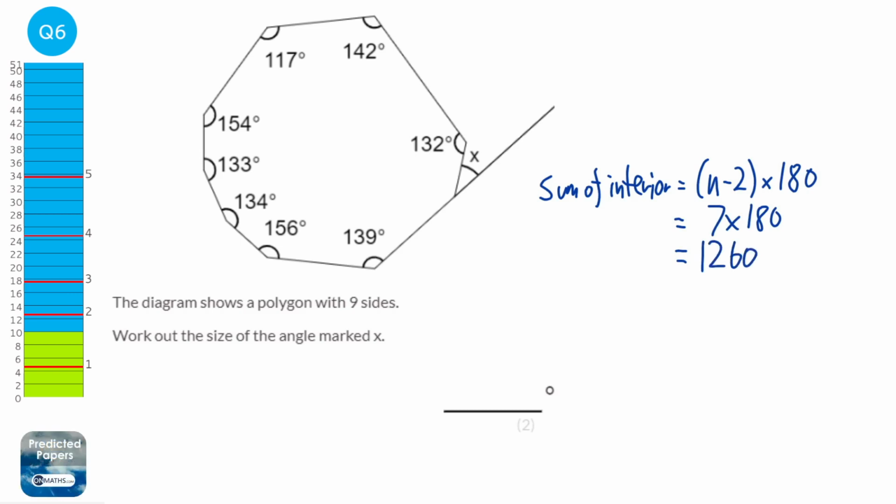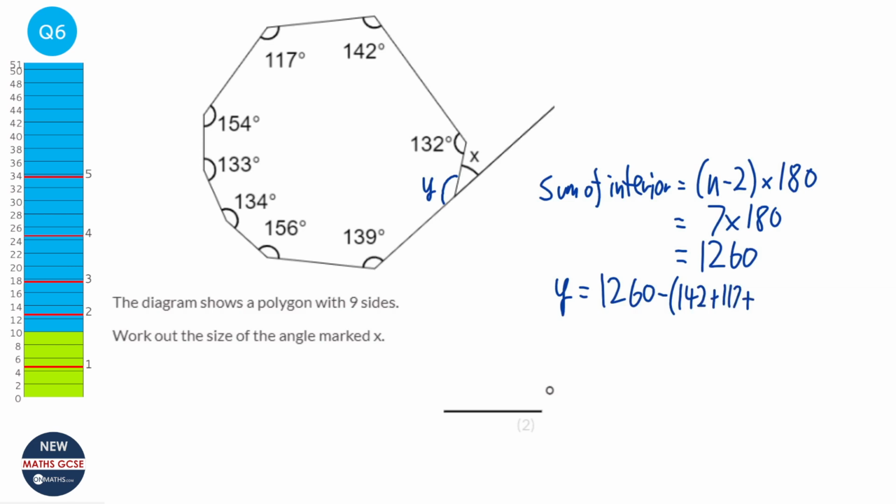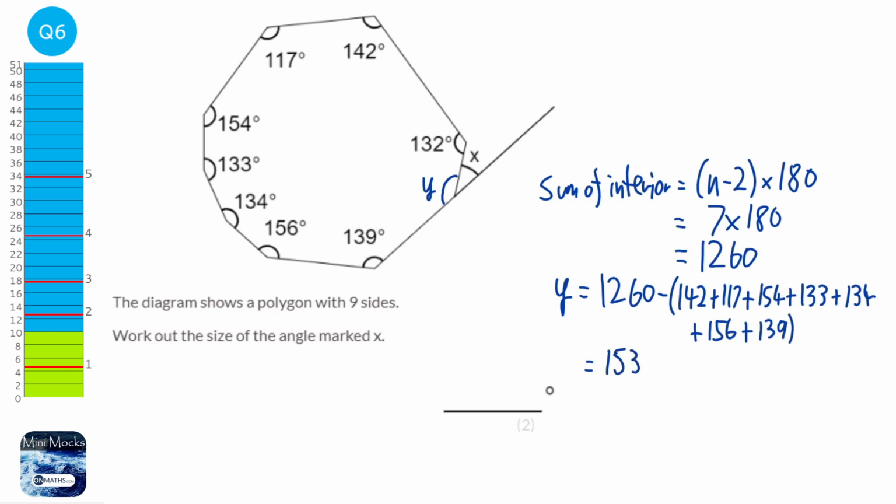And then what we're going to do is take away all of the angles which are in the polygon and find out what is left. And we're actually going to find this angle here, which I'm just going to call y. So y is equal to 1260, and then we're going to subtract 142 plus 117 plus 154 plus 133 plus 134 plus 156 plus 139. And then when we do that on a calculator, we get the answer of 153 degrees.